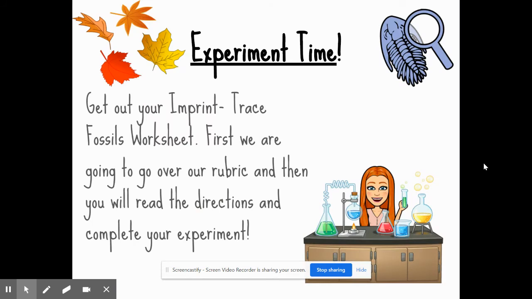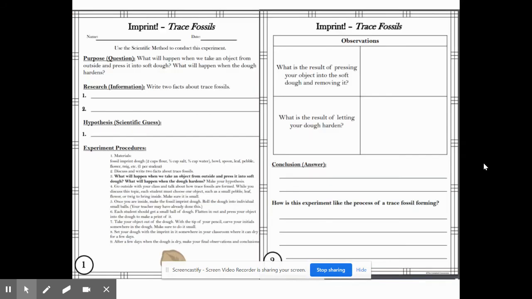Now we're going to start our experiment. Get out your Imprint Trace Fossils worksheet. First, we're going to go over the rubric and read the directions, and then you will be completing your experiment. These are the 2 worksheets you should have out. First, we're going to read through the directions.